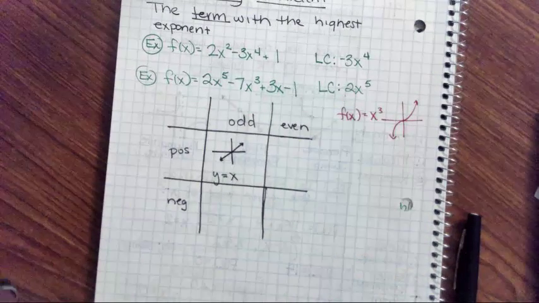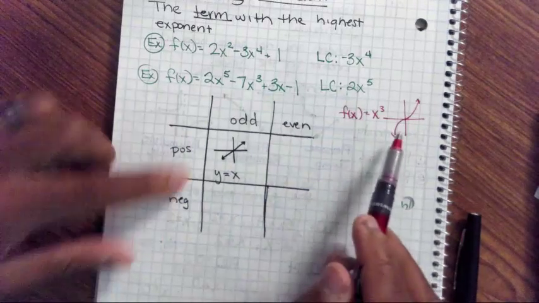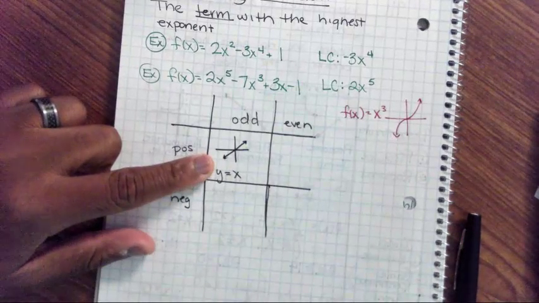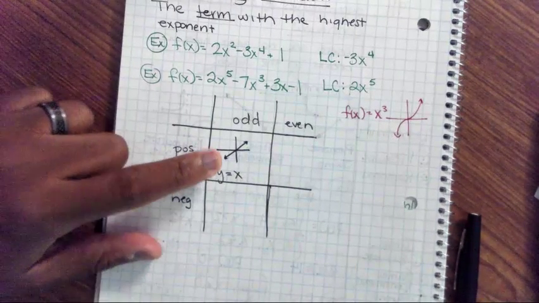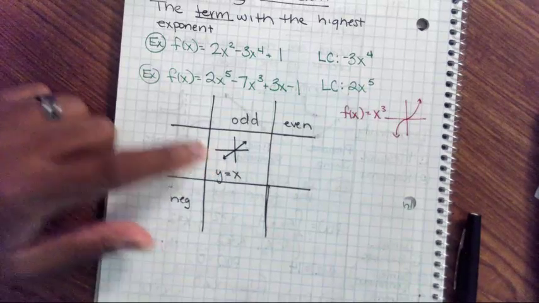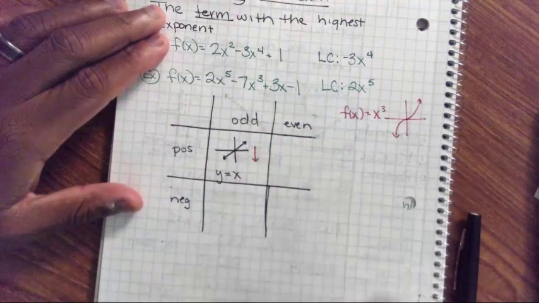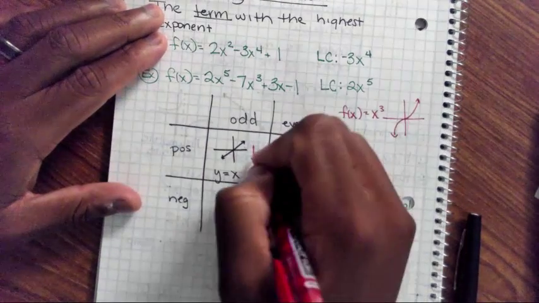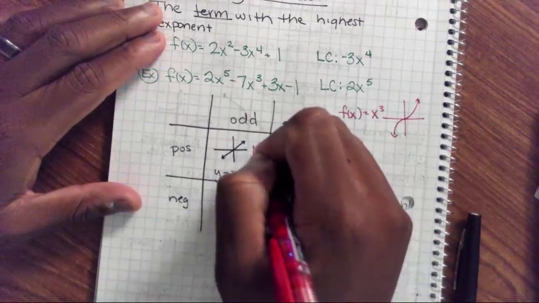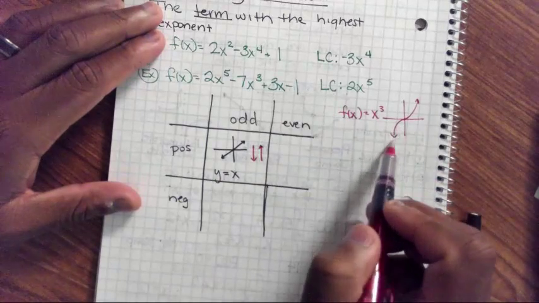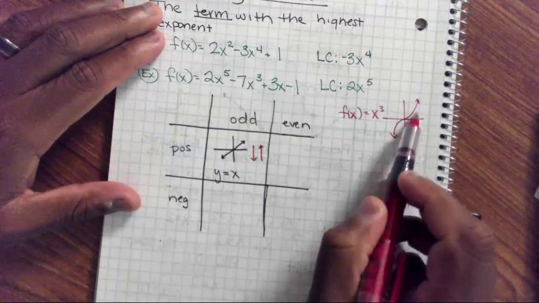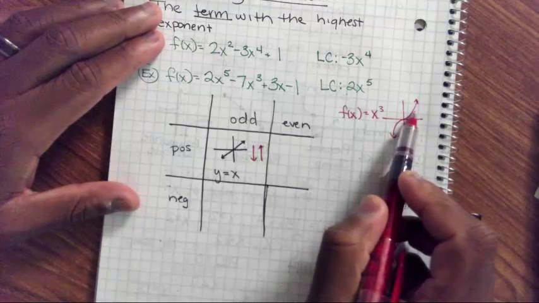More important, look at the tail behavior of x cubed, though. It's the same tail behavior of what? Y equals x. How does y equals x start? On the left-hand side, it starts down, negative infinity, and it finishes how? Up. Look at x cubed. X cubed starts how? Down, and it finishes how? Up. Does everybody understand that?